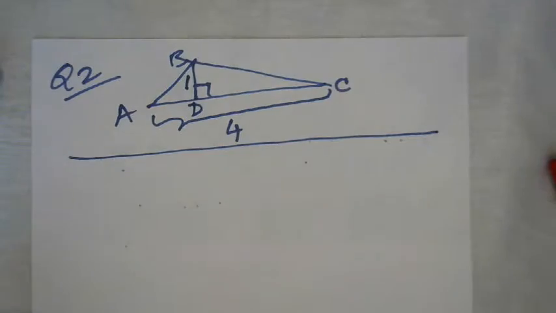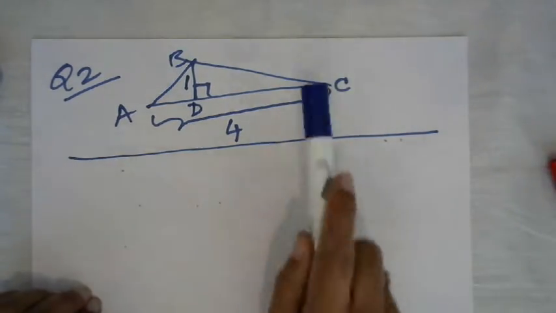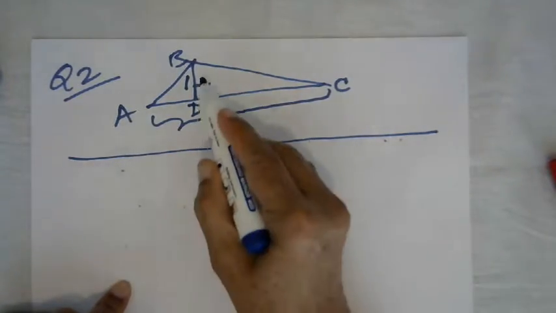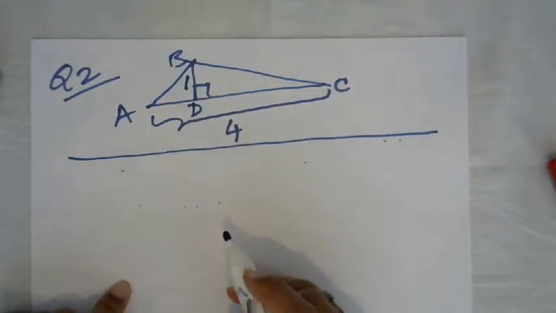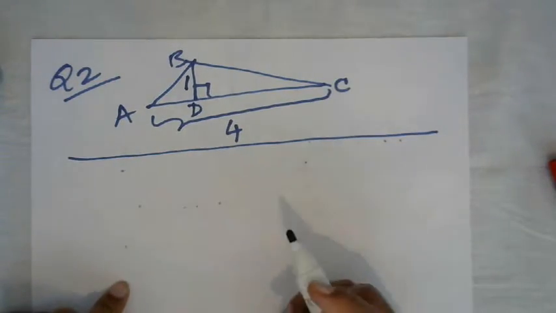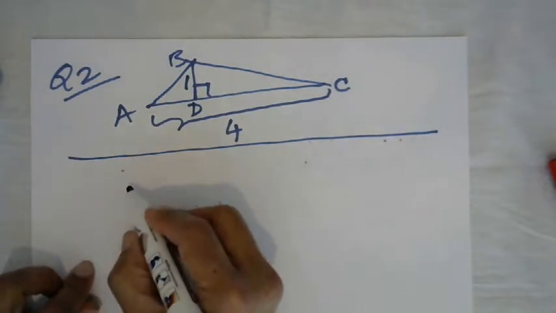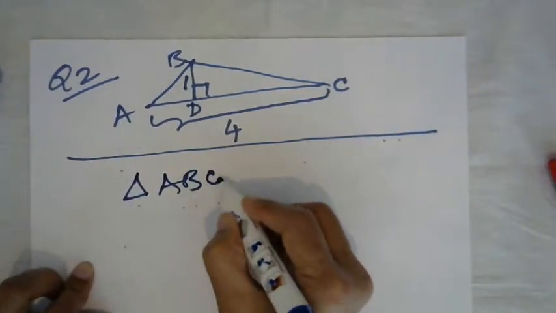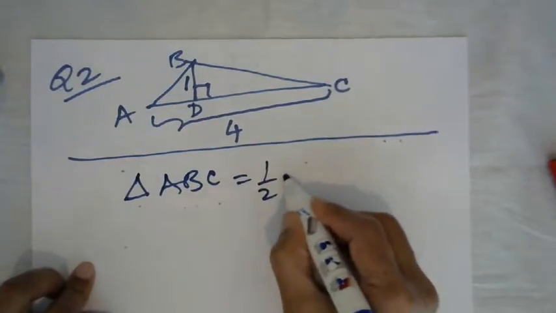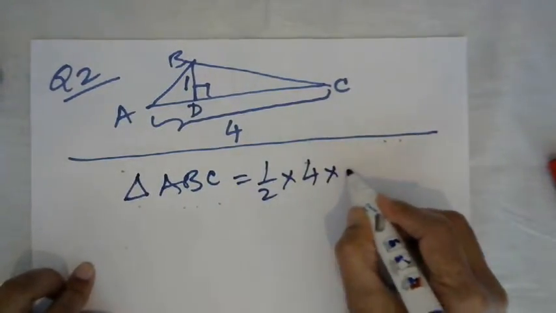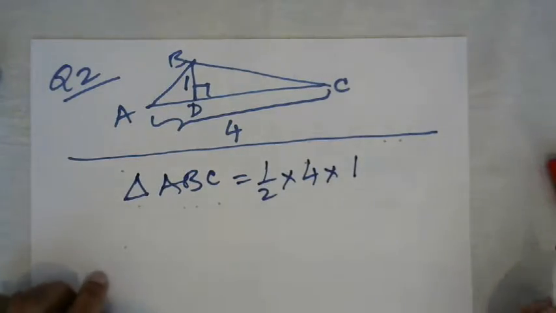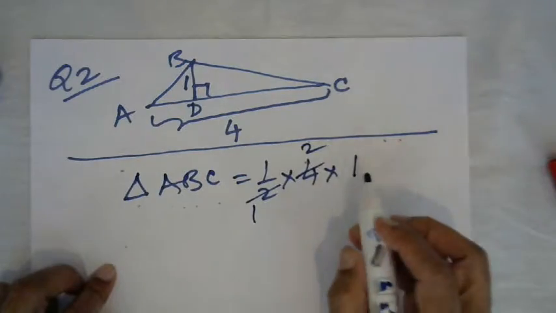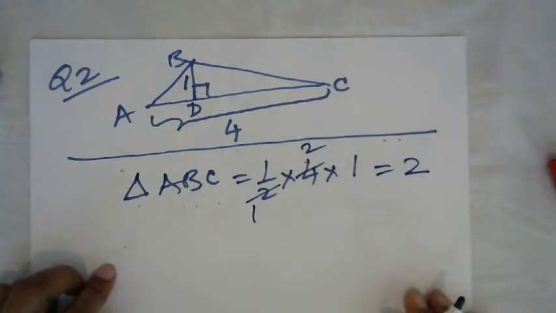Question number 2. There is a triangle ABC with base AC equal to 4 and height or perpendicular is equal to 1. We are required to find the area of this triangle. Well, you know that the area of triangle ABC is equal to half times the base, which is 4, times the height, which is 1. You can cancel 2 and 4. 2 ones are 2, 2s are 4, and you are left with 2. So this is the answer.